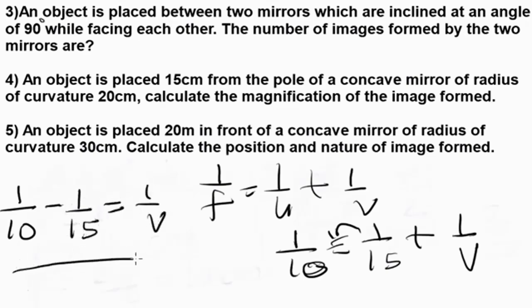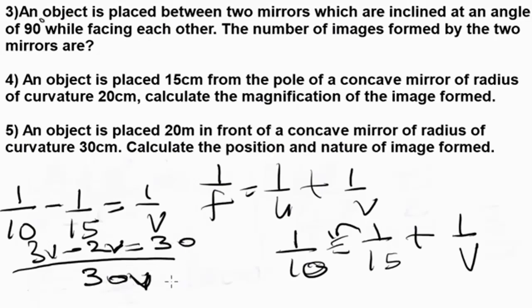So we find the LCM of the denominators, which gives us 30v. 30v divided by 10 gives us 3v, minus 30v divided by 15 gives us 2v, and the right side gives us 30. When you do the subtraction, you no longer consider the denominator, so our v, which is our image distance, will be 30.